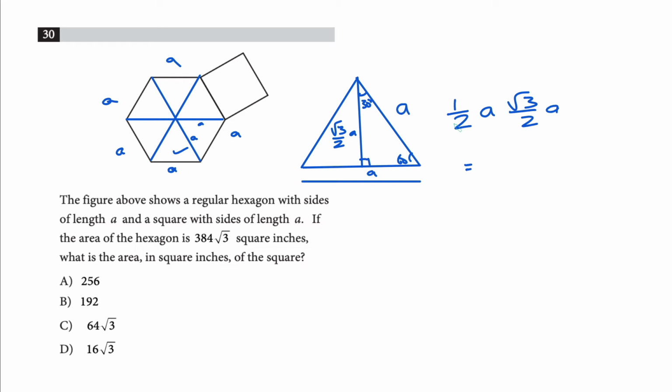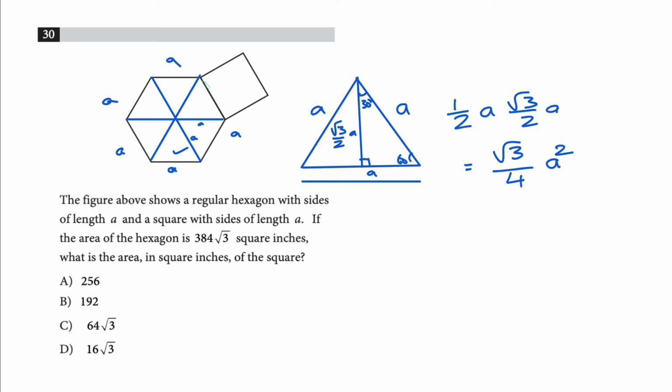So when you simplify this, you get 2 times 2 is 4 in the denominator. You have square root 3 here, and you've got A squared right over here. So that's the area of one of these pieces, of this equilateral triangle whose side is A, and A over here. This is the height. That's the whole idea of doing this exercise.